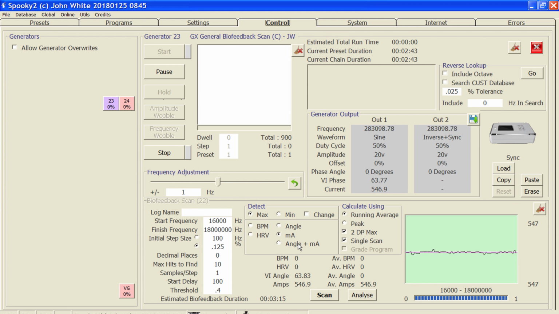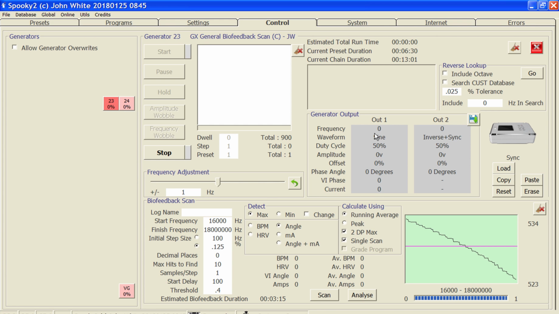I would like to explain what milliamps is and what angle is and what it all means with biofeedback. It all sounds highly technical, and it actually is quite technical. But I'll try and put it in plain English. Milliamps is the current passing through your body when a signal is being applied by Generator X. The current is in units of milliamp. Current is when electricity goes through you. If a lot of electricity is passing through you, then a lot of milliamps will be passing through you.